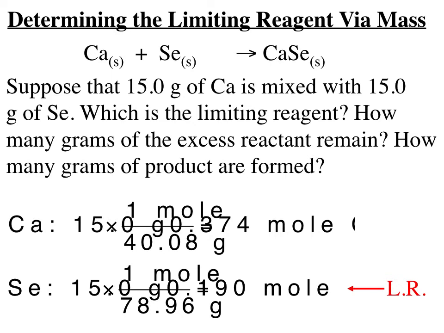So first I'm going to take my 15 grams of each reactant. I'm going to look up the molar mass of calcium, the molar mass of selenium. I'm going to divide 15 grams by each of those values and find that there is 0.374 moles of calcium and 0.190 moles of selenium in the pot. Because the calcium and selenium react 1 to 1, I put less moles of selenium than calcium, so selenium is therefore the limiting reagent.